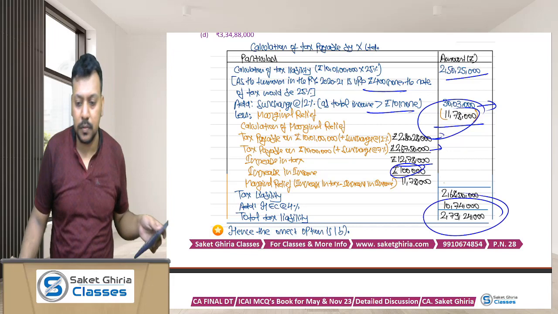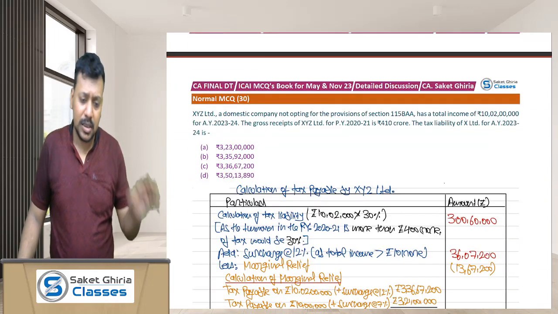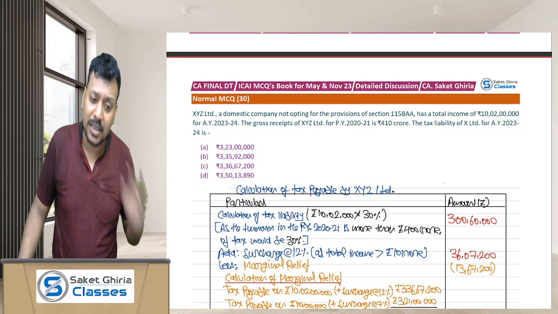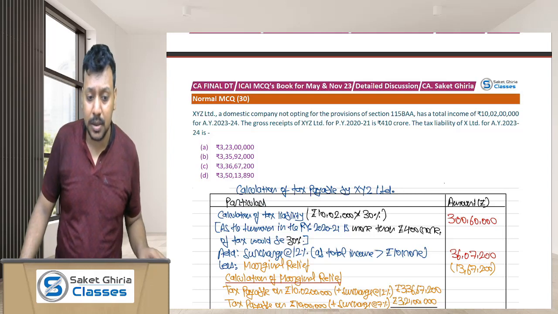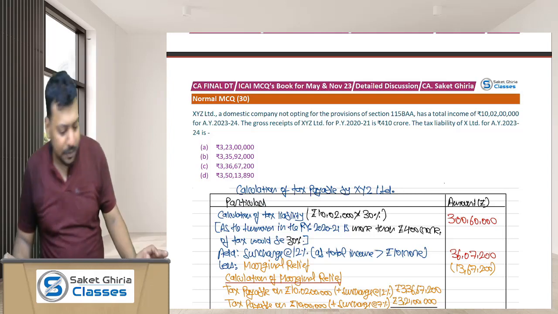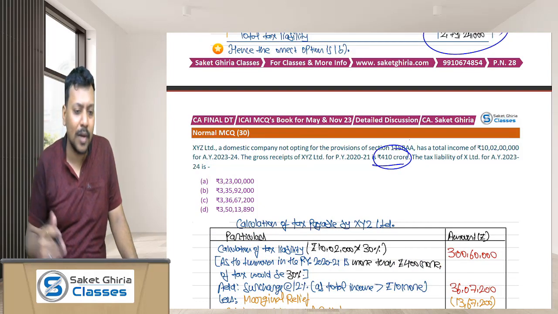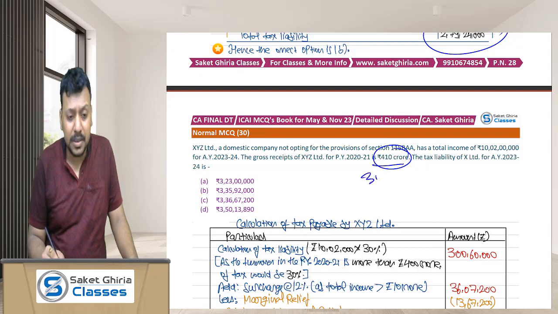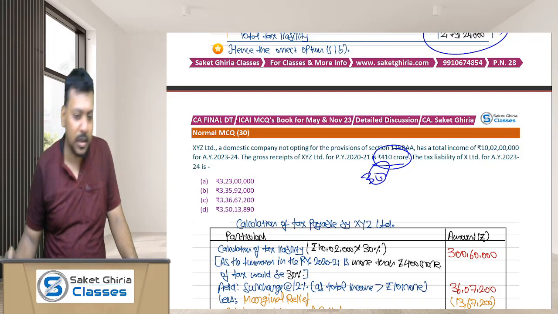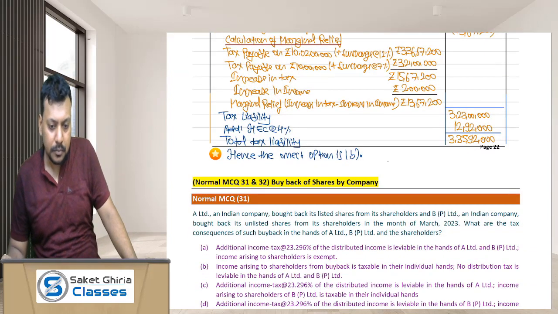Okay, dear, question MCQ 30 is exactly similar to MCQ 29. The only change is that the turnover of XYZ Limited in previous year 2021 is 410 crore. So the rate of tax would be 30% instead of 25%. And the question is exactly the same. Okay, moving further.